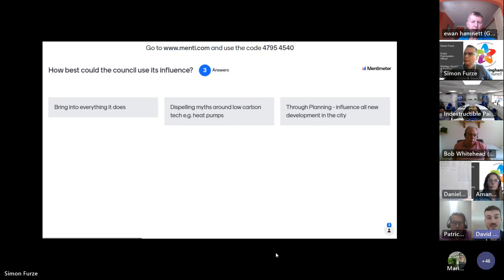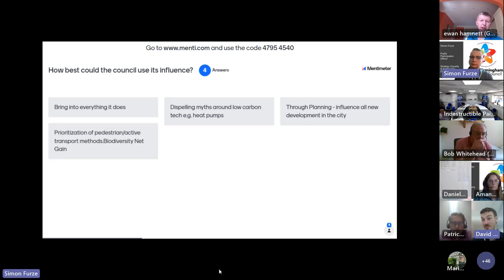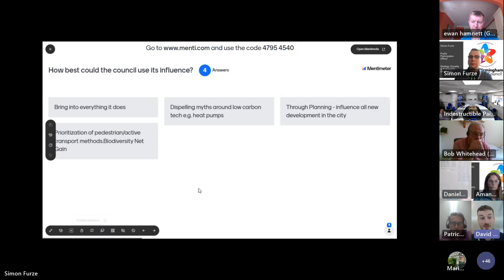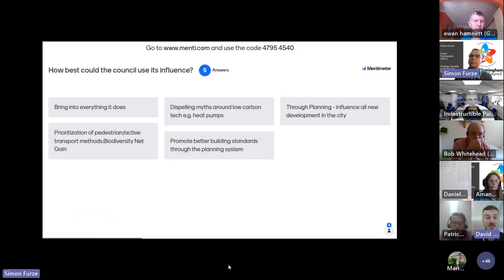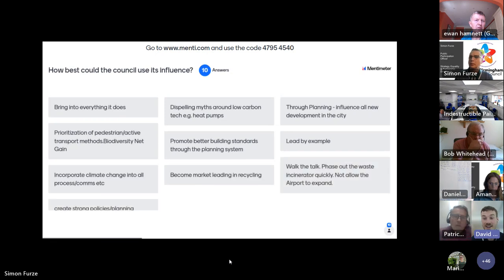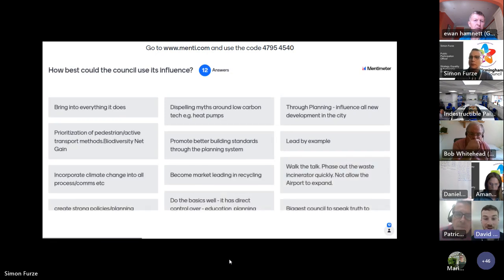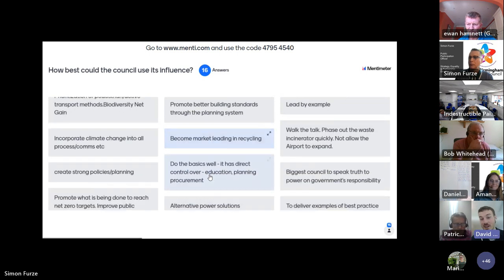Yeah, that's a really good one. Through planning, influence new developments in the city. That's a massive one. Huge responsibility of local authorities to set their planning regulations. Prioritising active transport, biodiversity net gain. Yeah, brilliant. Better building standards, lead by example. Yeah, these are fantastic. Walk the talk, phase out waste incinerator quickly, not allow airport to expand.